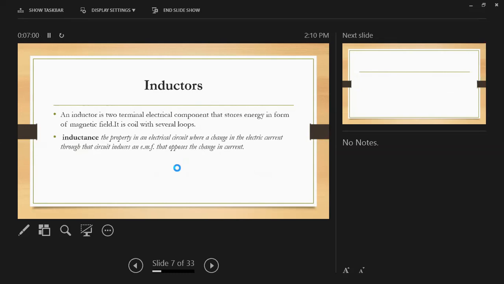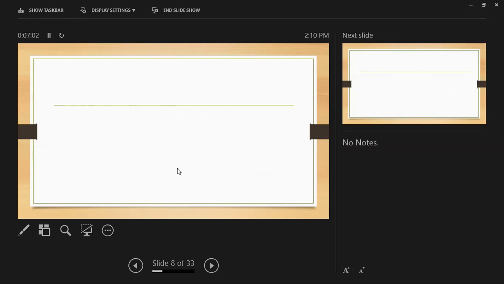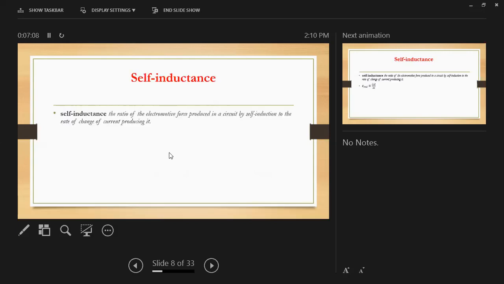There are two types of inductance. The first one is self-inductance. Remember, self-inductance happens only in one circuit. To find the induced EMF here, we use self-inductance times the changing current over the changing time. The second type is mutual inductance.